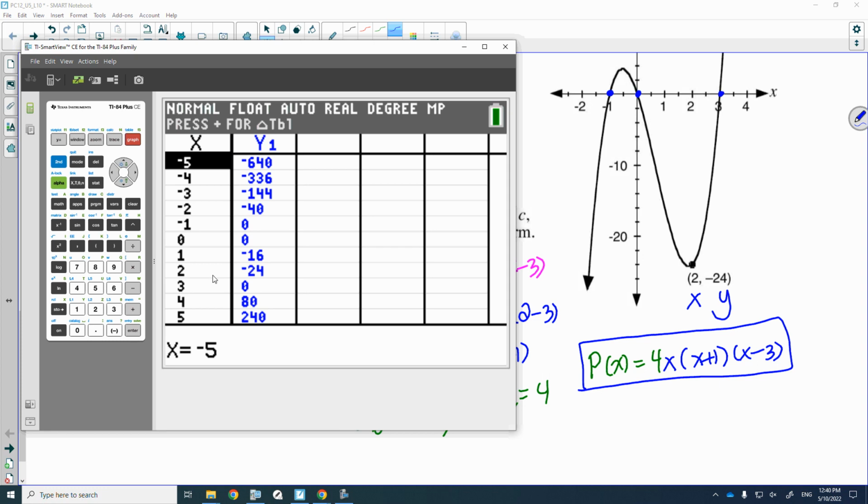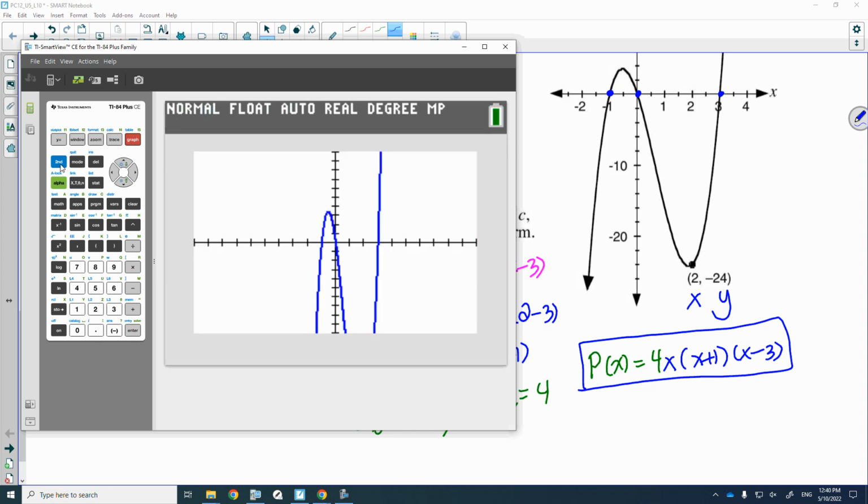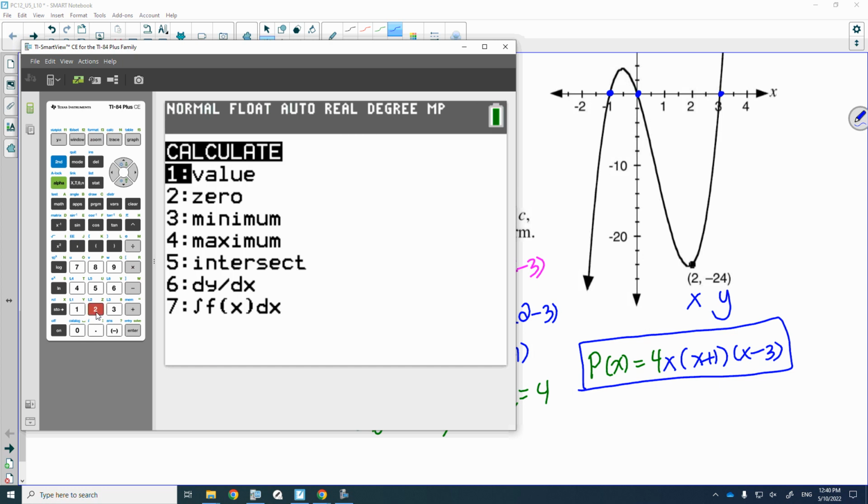I'll show you that one after. So when x is 2, y is -24. Remember the other way you could check this is right from your graph. Just go to second and that trace button. Number 2.